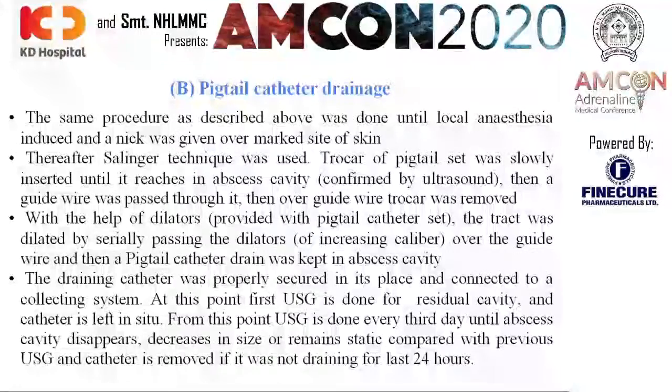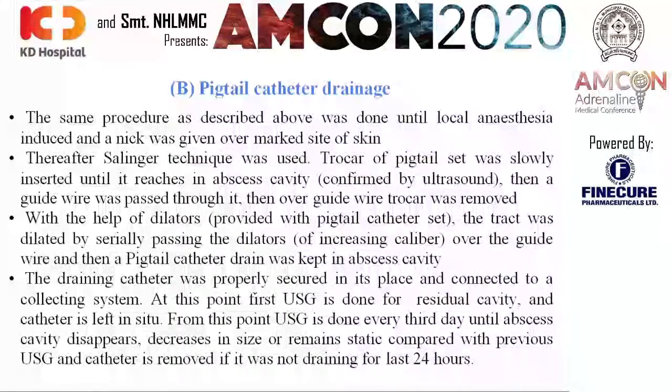It's about the pigtail catheter drainage. The same procedure was done until the local anesthesia was given. Thereafter, the trocar of the pigtail catheter was slowly inserted until it reached the abscess cavity. Then a guide wire was passed through it. Then over the guide wire, the trocar was removed. With the help of dilators, the tract was dilated by serially passing the dilator over the guide wire, and then the pigtail catheter drain was kept in the abscess cavity. The draining catheter was properly secured in its place and connected to a collecting system.